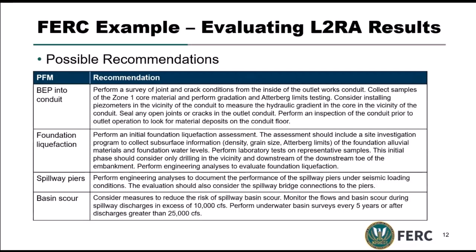I've just provided a bunch of different examples in here. You certainly wouldn't go through and do all of these, but you would figure out what would be best targeted based on your uncertainty and where you think you could get your biggest bang for your buck. So just some ideas. Could be performing a joint survey and crack conditions from the inside of the outlet work conduit, if it was large enough to be able to get in there, or some type of ROV to be able to get that information. Perhaps it's about collecting samples of the Zone 1 core material, performing gradation and Atterberg limits testing. Maybe it's installing piezometers, again, keeping in mind doing no harm here, in the vicinity of the conduit to measure hydraulic gradient in the core in the vicinity of the conduit.